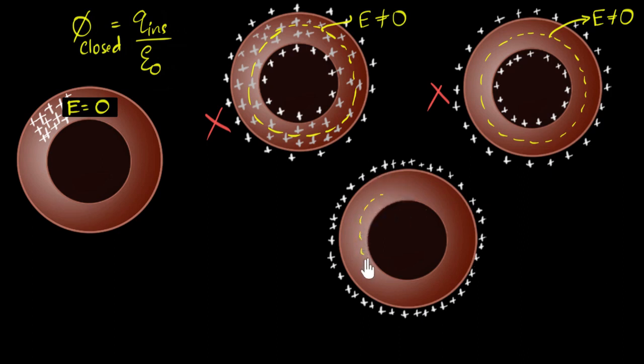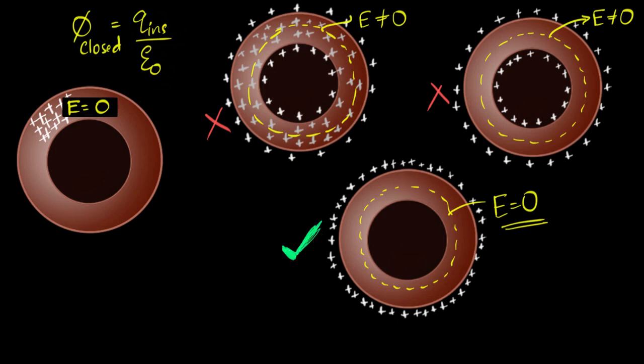Now let me draw a Gaussian surface. If I now draw a Gaussian surface, is there any charge enclosed? No, there isn't. And so charge enclosed is 0, and therefore flux is also 0. And because it's symmetrical, we can now say electric field everywhere is also 0. So this is the only one that satisfies that condition, and therefore this is how charges will redistribute themselves.